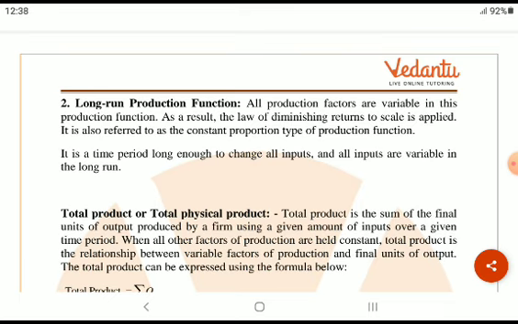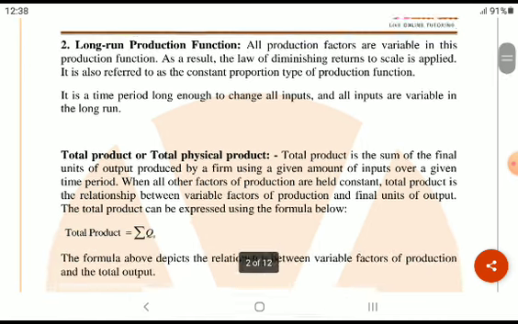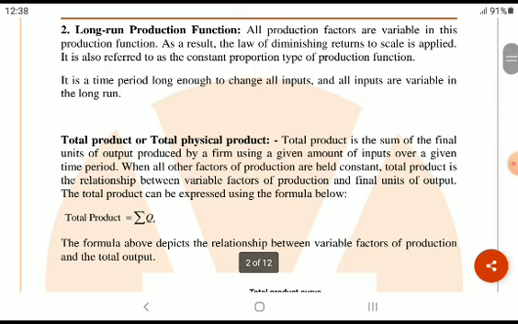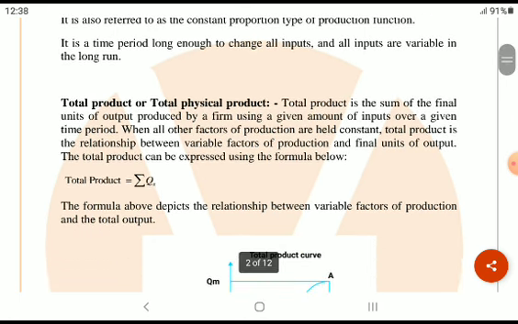The production or total physical product: the total is the sum of the final units of output produced by a firm using a given amount of input over a given period of time. Total production is equal to summation Qx. The formula above depicts the relationship between the variable factor of production and the total output.